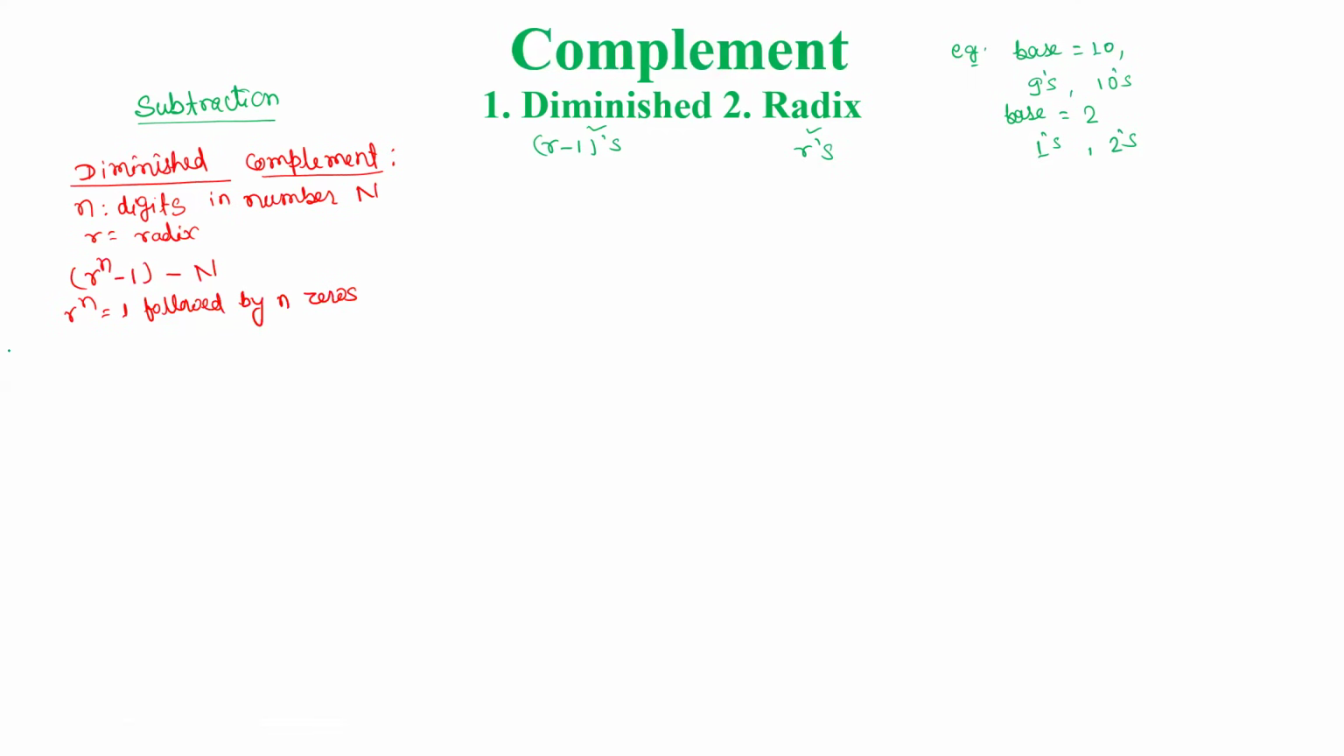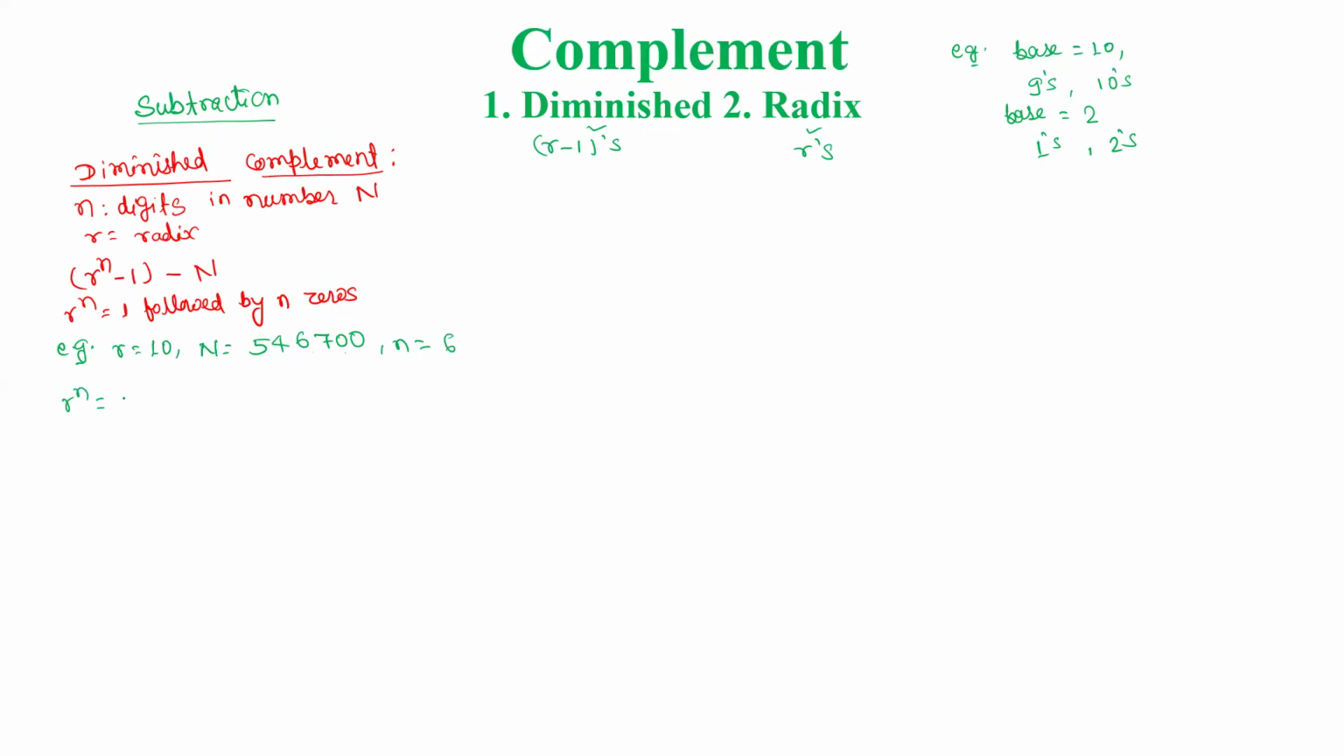Now we'll take one example. Suppose we are going to talk about a decimal number, which we are very familiar with. So radix is taken as 10 here, and the number we take is 546700. This is the number for which we need to find the diminished complement. So what is the logic? R to the power n. Here n is what? 1, 2, 3, 4, 5, 6. It has 6 digits, so n is 6.